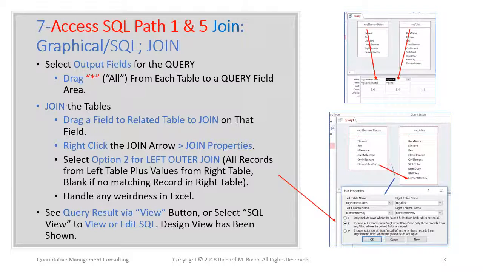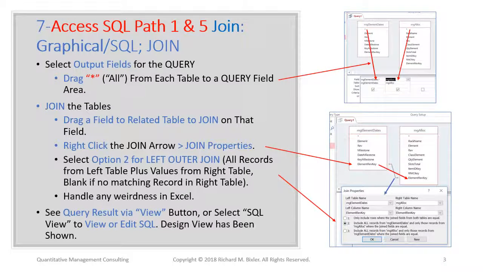Select Item 2, which is Include all records from left table name and only those records from right table name. Access puts the table names in there properly, where joined fields are equal. I'll show a graphical example explaining left outer join shortly. On OK, the Join Properties dialog closes, and an arrowhead is shown in the graphical line showing the join. You can check the query result by clicking the View button. If you want to see the SQL created by Access for the graphical query design, use the View button to select SQL View to view or edit SQL.